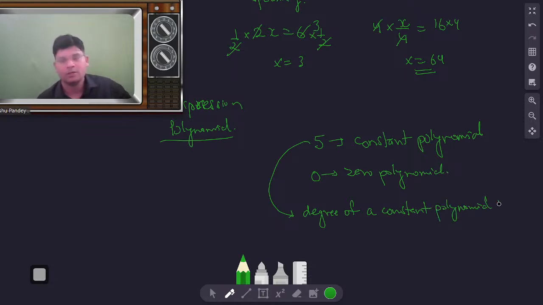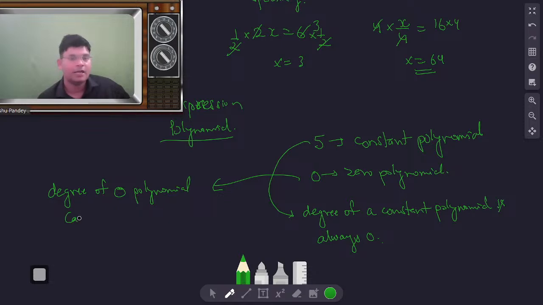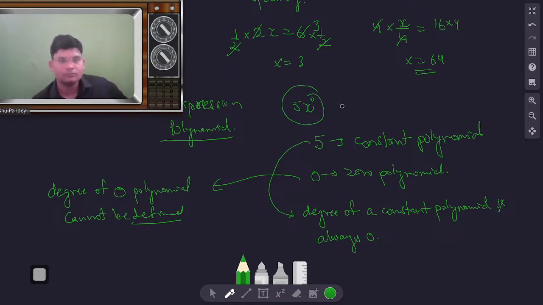Please write it. Very good question. And degree of a 0 polynomial is not defined. Degree of a 0 polynomial cannot be defined. Why? Because see this. Can I write 5 as 5x to the power 0? Yes, sir, but it will be equal to 1. No, it will be equal to 5, dear. x to the power 0 is 1, but 5 into 1 is 5 only.